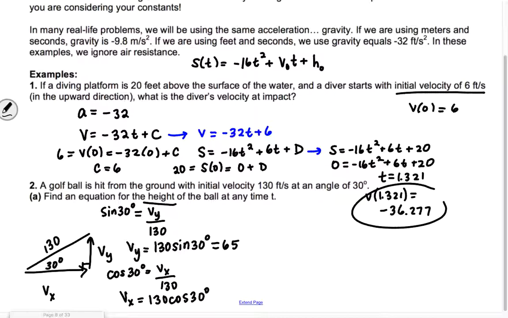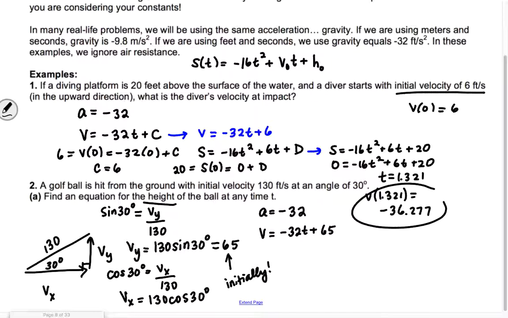Okay, so what are we going to do? Our velocity in the y component was 65. What about our acceleration? What's our acceleration in the y component? 0. No, because it's going to come down, right? Negative 32, right? So when I'm finding that v sub y, that's my initial velocity. So my velocity equation is going to be negative 32t plus that initial velocity. You could put a c there and then plug in t equals 0, but we're going to get that.